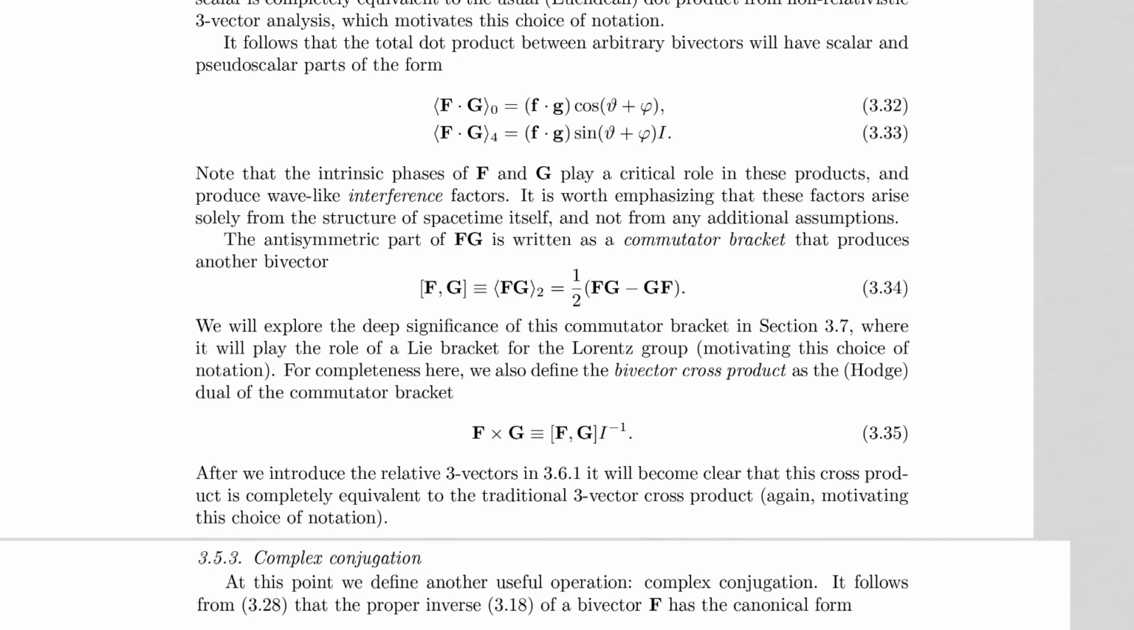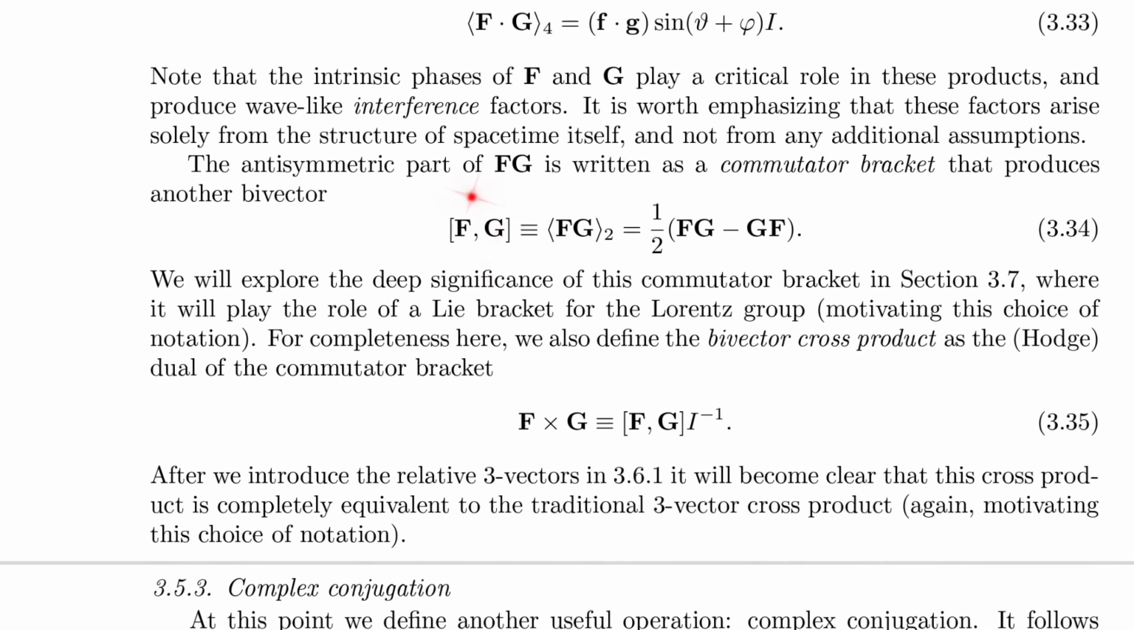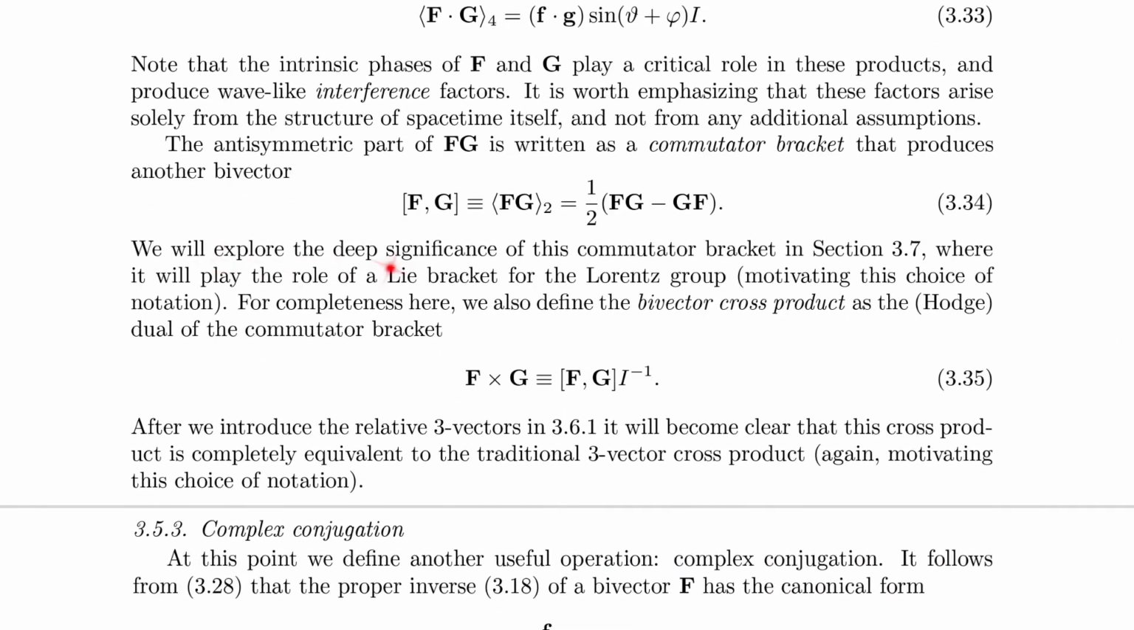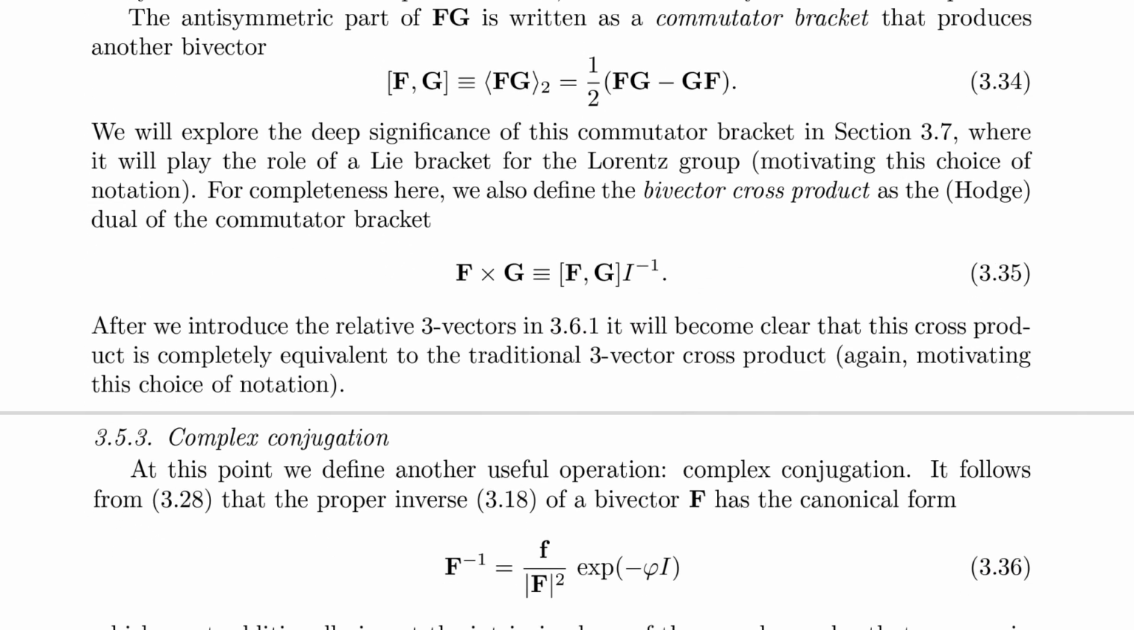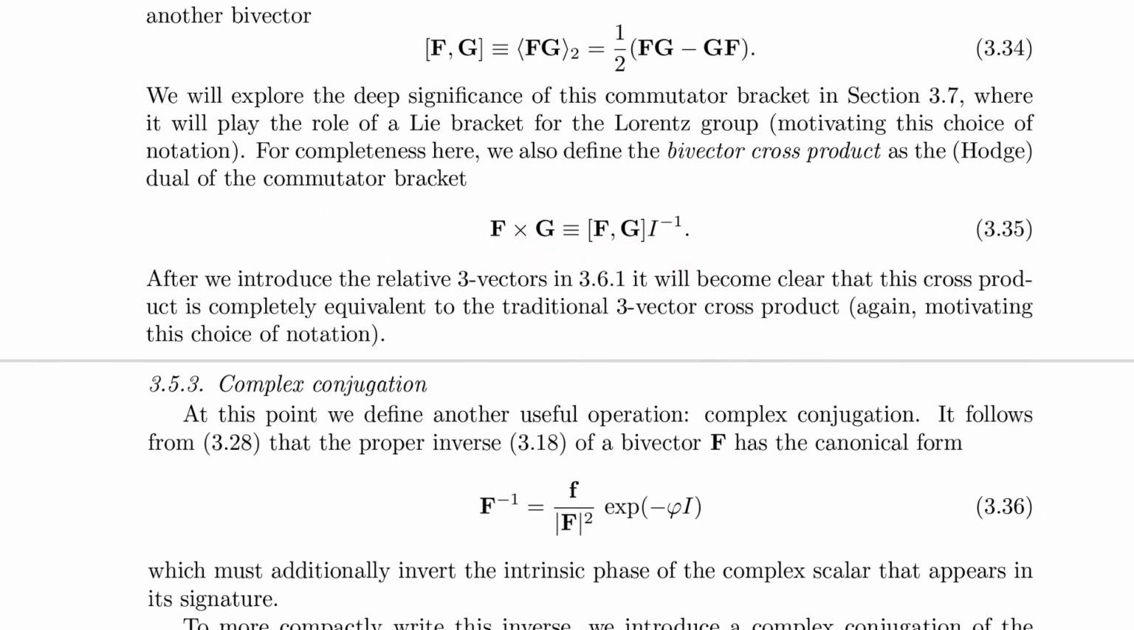I think we've gone through this part plenty of times, right? We've shown that the definition of this commutator bracket, you'll only get a blade 2 object, so that's easy. We'll explore the deep significance of this commutator bracket, where it will play the role of a Lie bracket for the Lorentz group. Yeah, I'm pretty excited to get to that stuff. Motivating the choice of notation. And for completeness here, we also define the bivector cross product as the Hodge dual of the commutator bracket. It's really hard to appreciate this early in the paper why this is important, but it becomes important when we talk about paravectors later on.